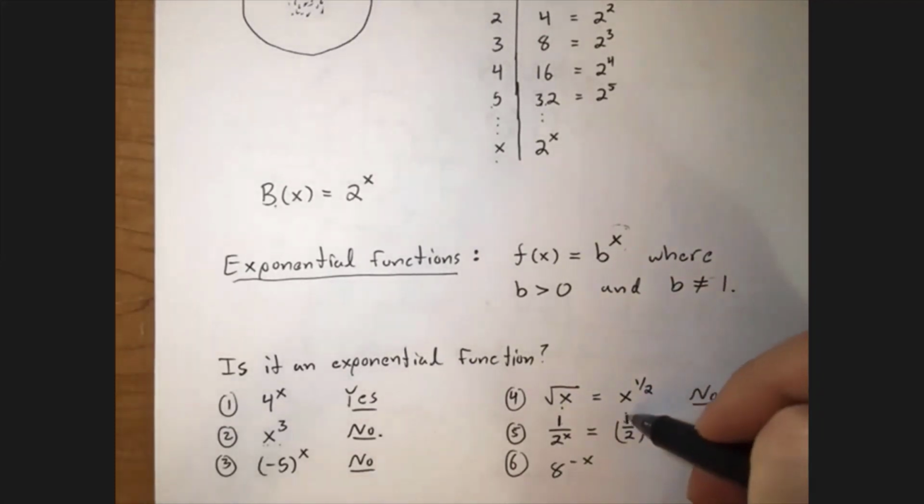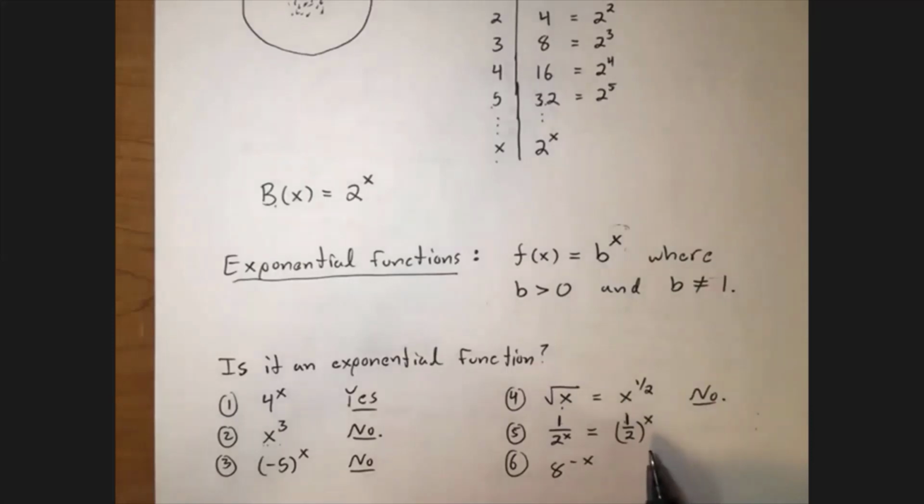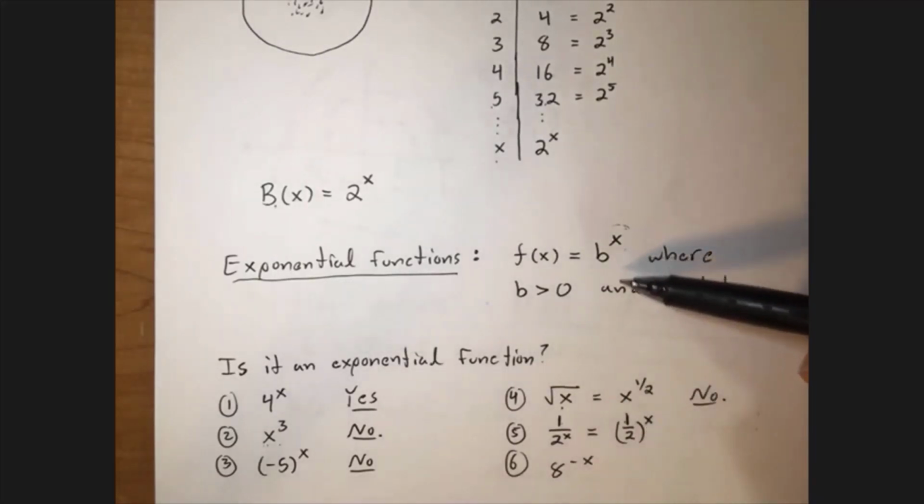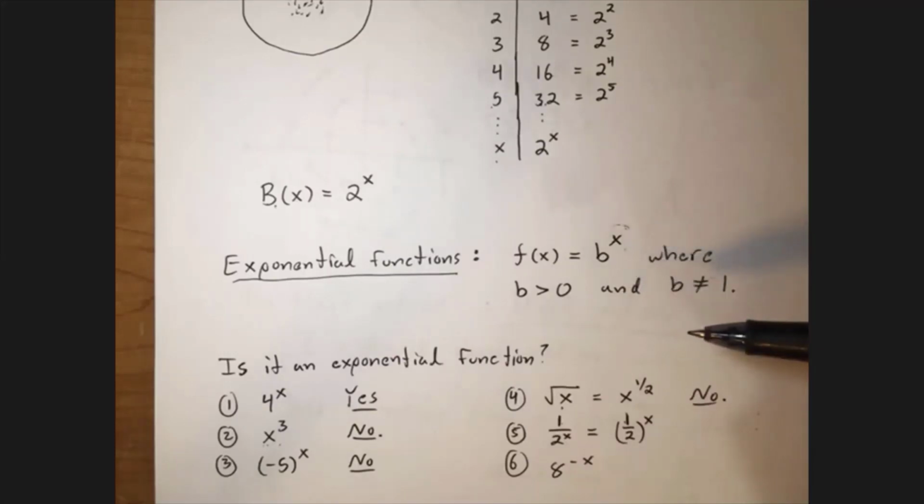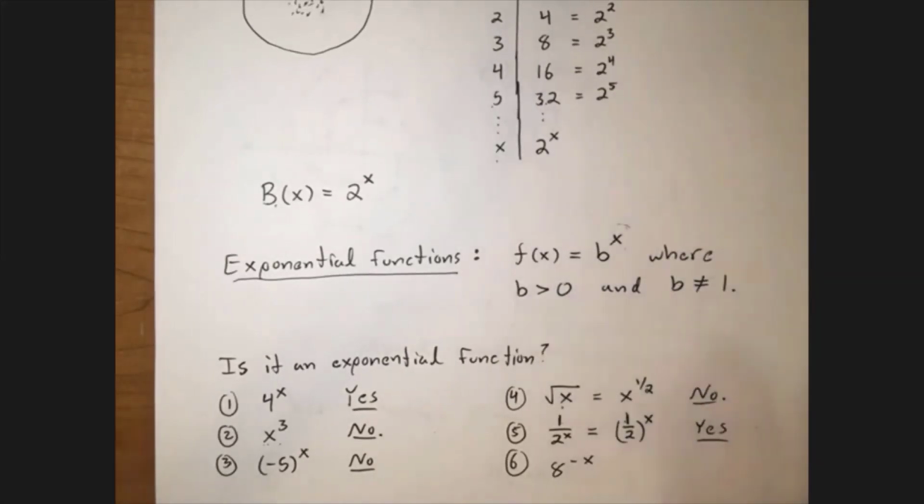So when I write it like this, I see that it is an exponential function with b equal to 1/2. Right? So I got 1/2 to the x power. That works because 1/2 is positive and 1/2 is not equal to 1. So this is actually an exponential function. I just had to rewrite it a different way.